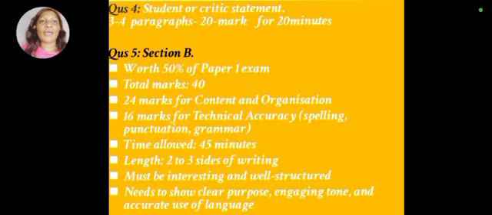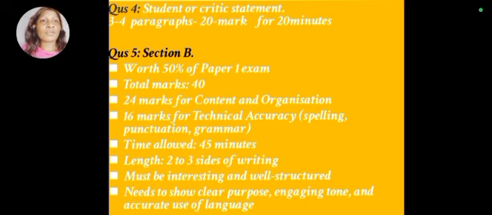Moving on, we have question number 4, which is the student or critic question or statement. For this question, it is a 20 marker, and you're required to spend 20 minutes. You are to write 3 to 4 well-written paragraphs. Now, the next question is question number 5, guys, which is the section B.